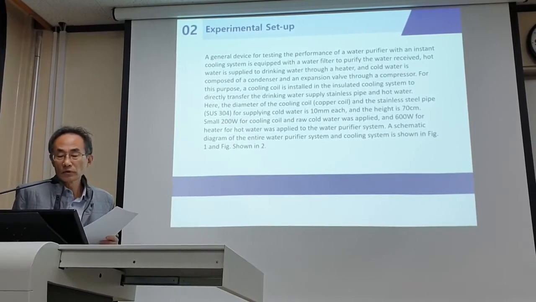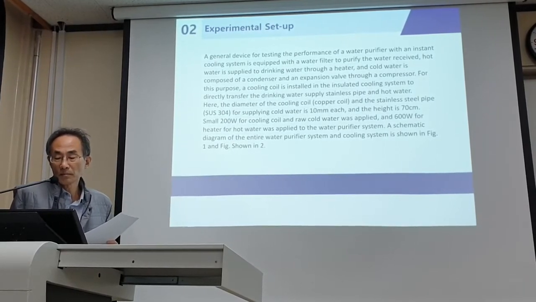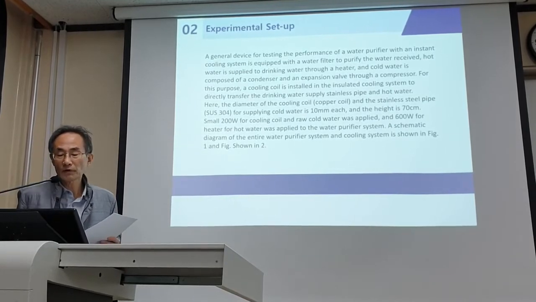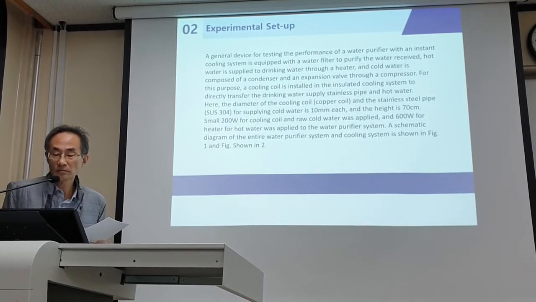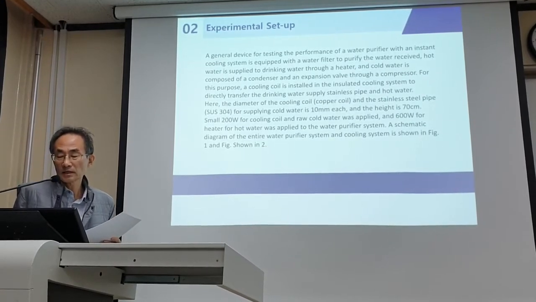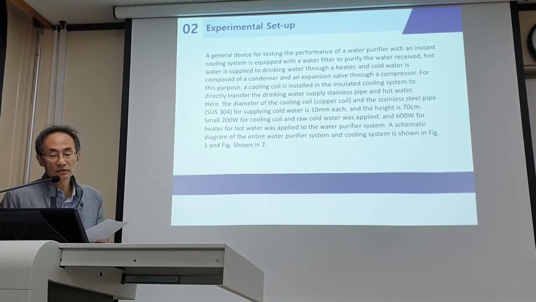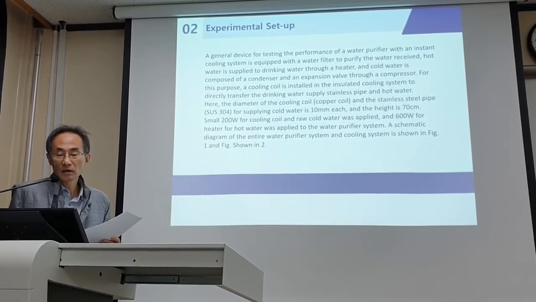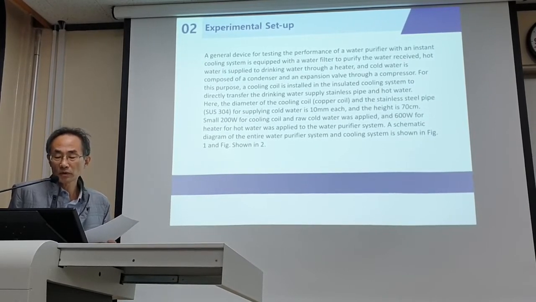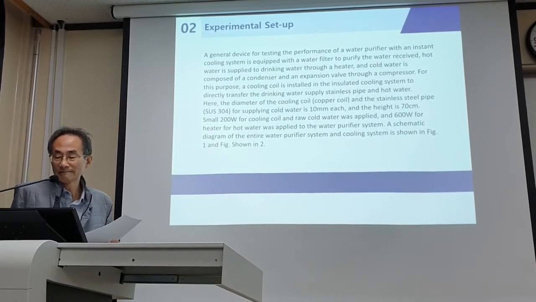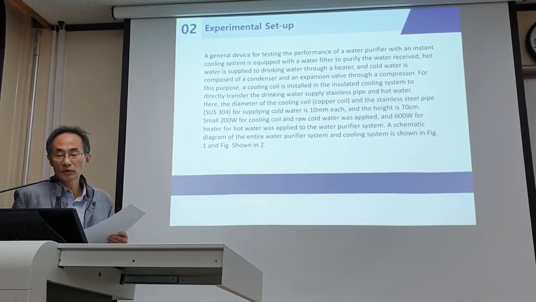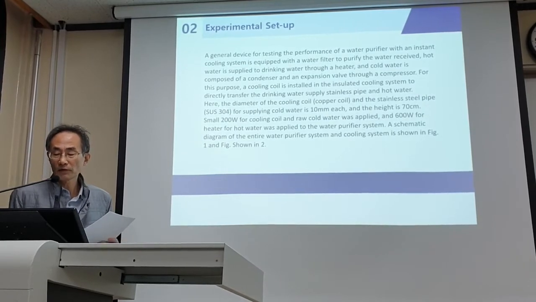Here is the diameter of the cooling coil, which is a copper coil, and the stainless steel pipe for supplying cold water is 10 millimeters each, and the height is 70 centimeters. 200 watts for the cooling coil for the cold water was applied, and 600 watts for the heater for the hot water was applied to the water purifying system.